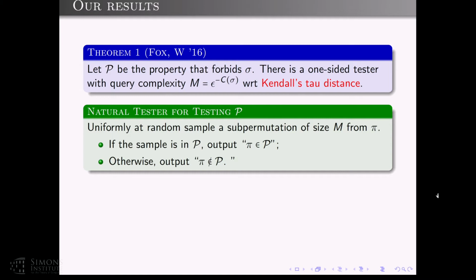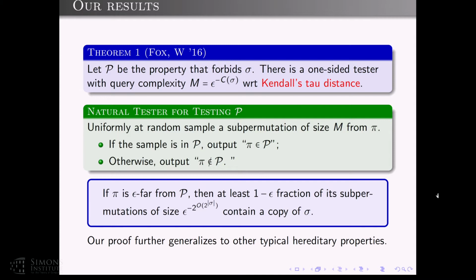It's a natural tester. You uniformly at random sample a subpermutation of size m from pi. What this means is, if pi has length n, you choose uniformly at random an m-subset from 1 to n, and you look at the induced subpermutation on that set. If this subpermutation is in the property, we output that it is in this property. And if it's not in this property, then we output that the original permutation is not in this property.